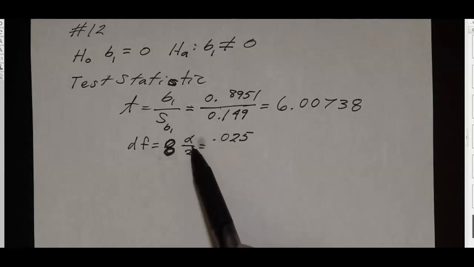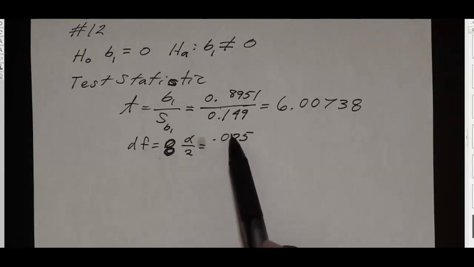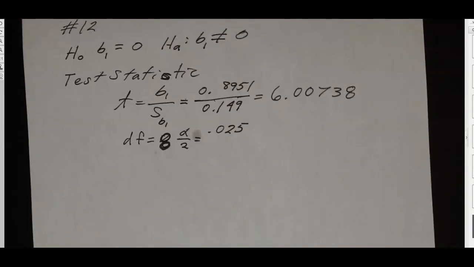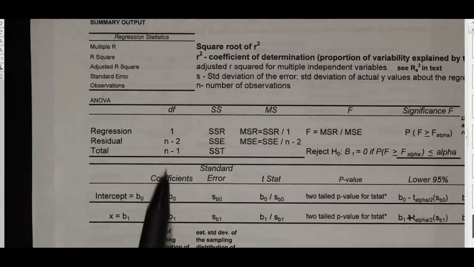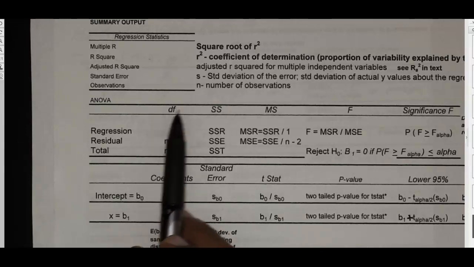Alpha was 0.05 divided by 2, 0.025. To look up the p-value, we need to know alpha over 2 and the degrees of freedom. Back to the reference sheet again. The degrees of freedom is n minus 2. So the second value under degrees of freedom is the degrees of freedom for the problem.